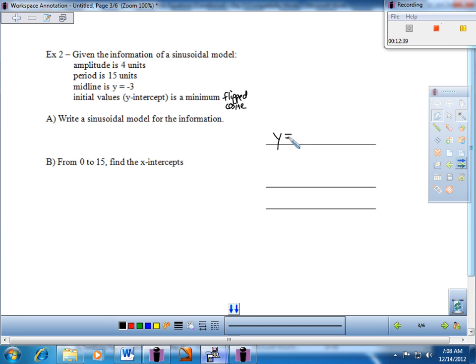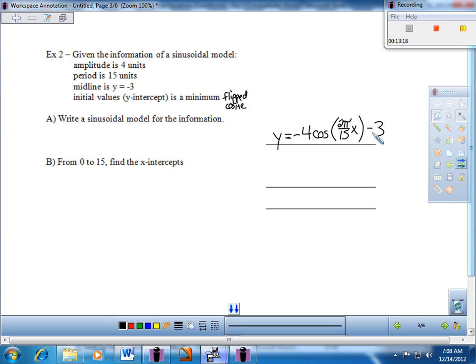All right, well, let's see how you did. When I wrote mine, realizing it was a flipped cosine, I did a -4 out in front, and then cosine, of course. And then remember, it's 2 pi over the period, everybody. So 2 pi over the 15 times x. And then how about a -3 on the back? Again, no phase shift here. All right. So I think that should meet all the criteria in this particular case.